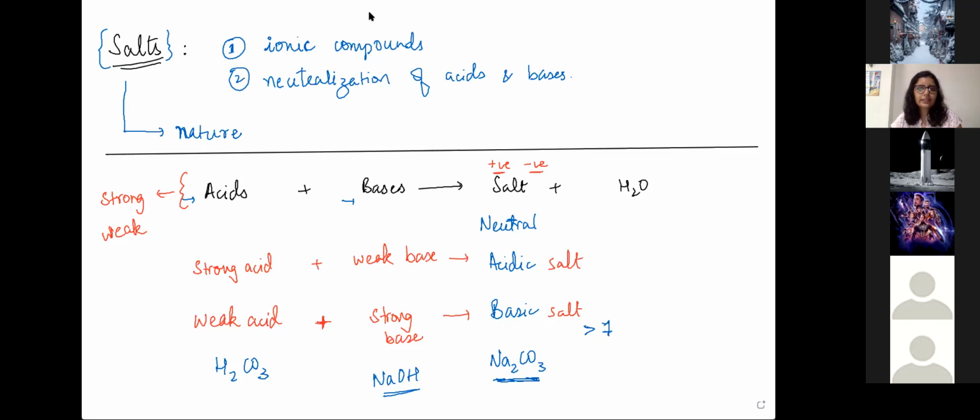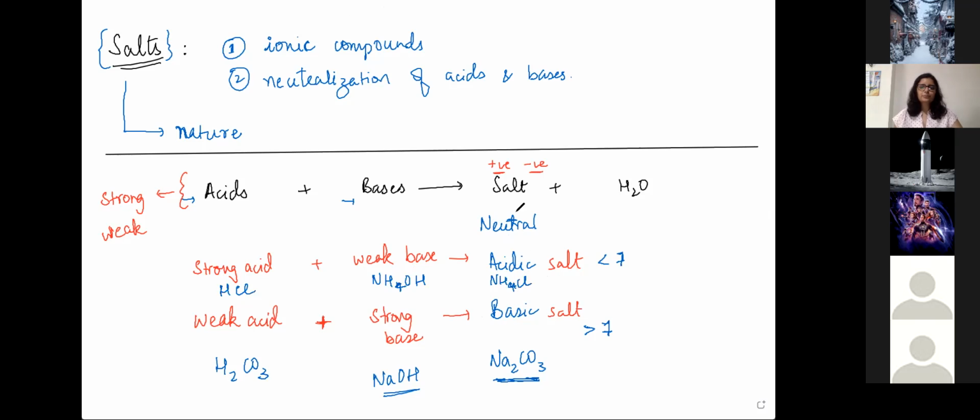Just like basic salts, acidic salts, when you dissolve them in water and check the pH, are going to be less than 7. They tend to show acidic properties. An example of this would be, for a weak base, consider ammonium hydroxide, NH4OH, one of the weaker bases. For a strong acid, any mineral acid, you can take HCl. So ammonium chloride, NH4Cl, is an example of an acidic salt.